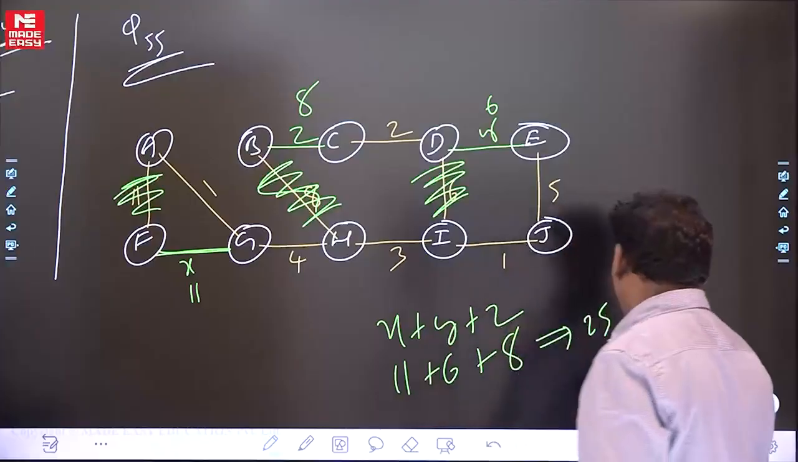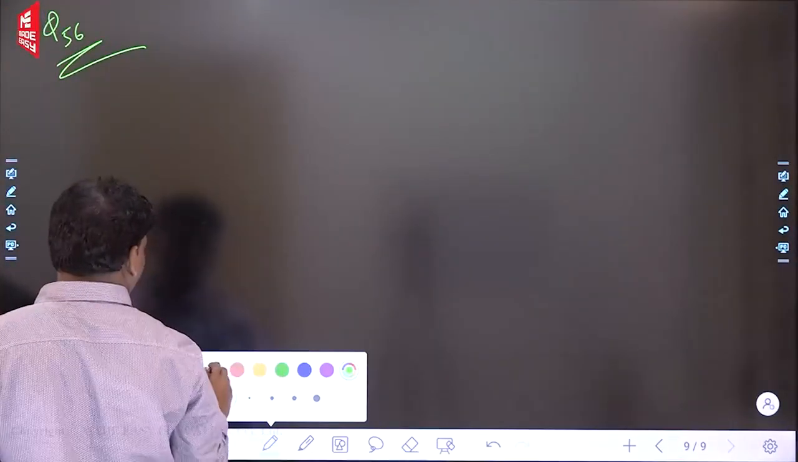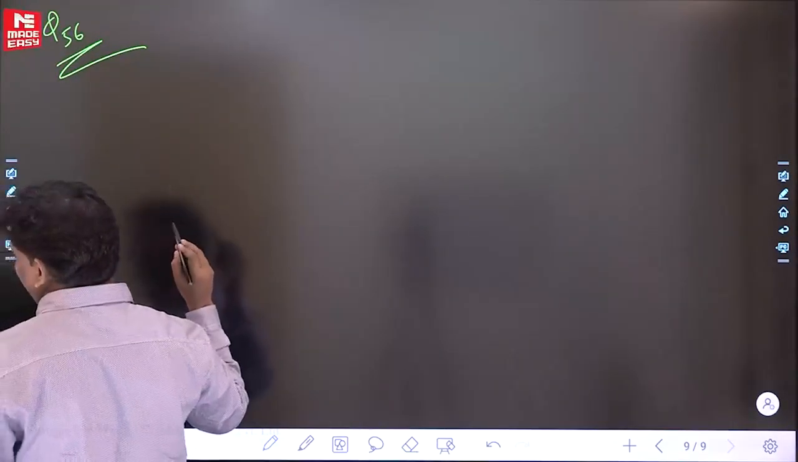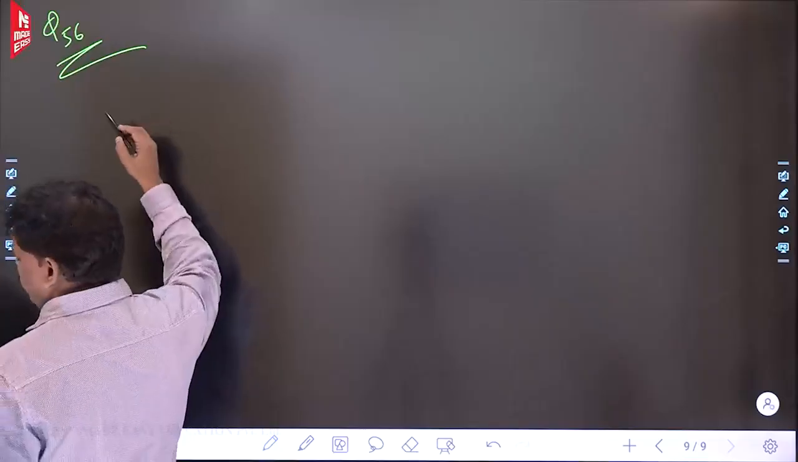55, answer is 25. See the question number 56. One graph is given, asking how many MSTs are possible for the given graph, using Prim's or Kruskal's, any one. Let me use Kruskal. Any algorithm, okay. Let me try.